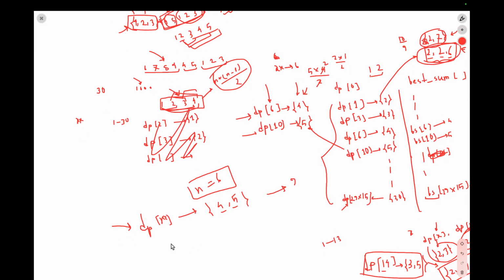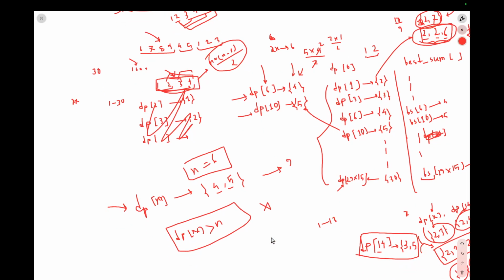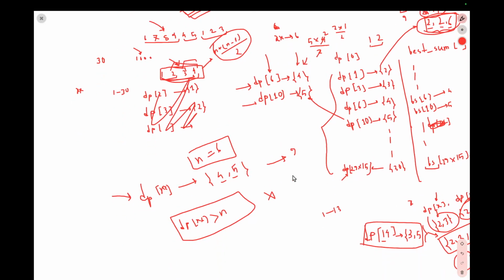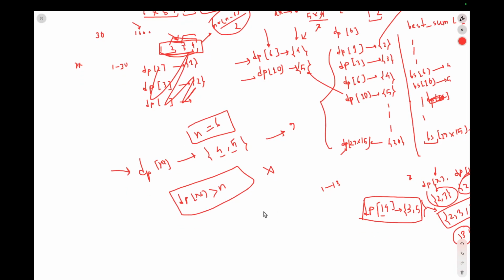So in case dp of xx is greater than n, in this case it is not possible. In this case we can simply output 0 or -1, whatever is given in the question. But another case happens where, let's say the best dp of xx that has come is 4 comma 5. Let's say we have been given n equals 20.